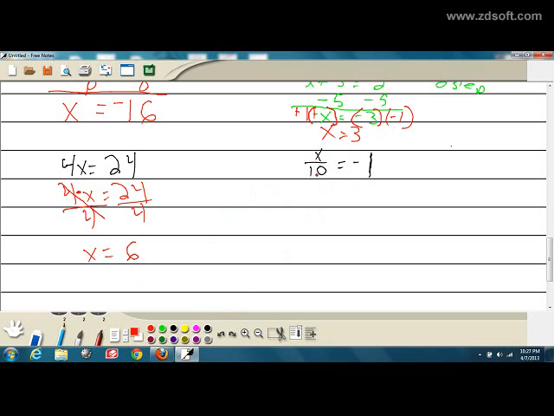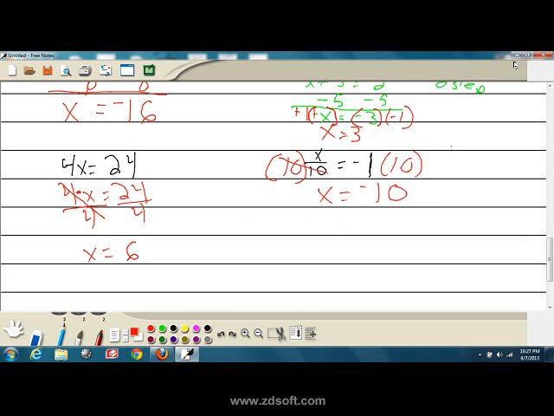Alright, now we have x divided by 10. Again, what is the opposite of division? That is multiplication. So we're going to multiply both sides by 10. So we have x is equal to negative 1 times 10. That is negative 10. Now remember, we leave this answer as is. We don't care what the answer is, positive or negative or 0 or whatever. As long as x is positive, that's all we care about.